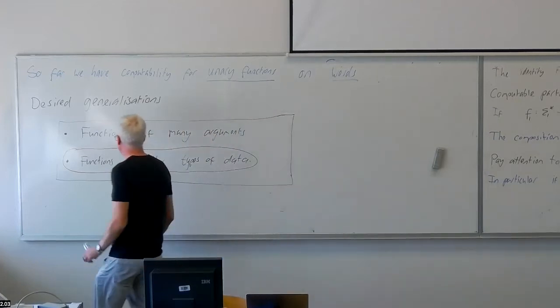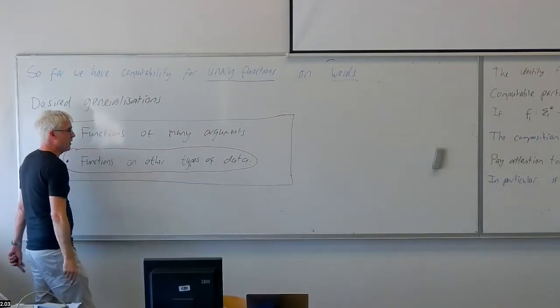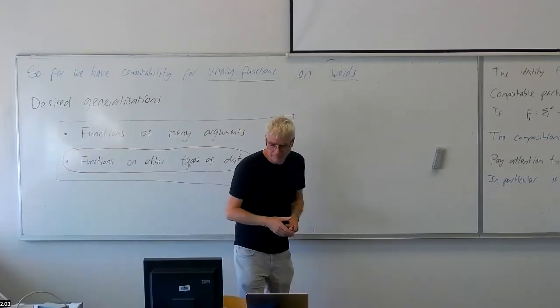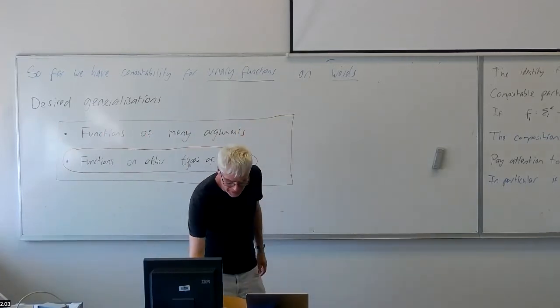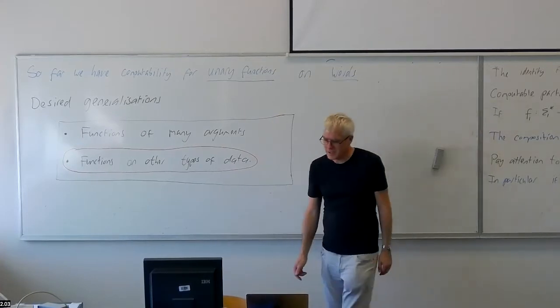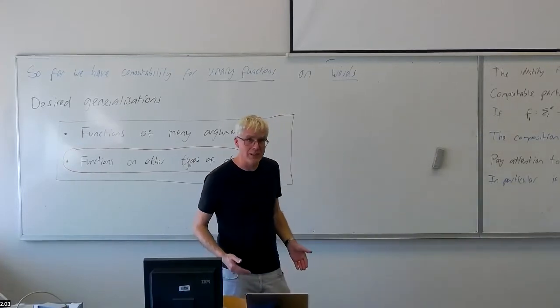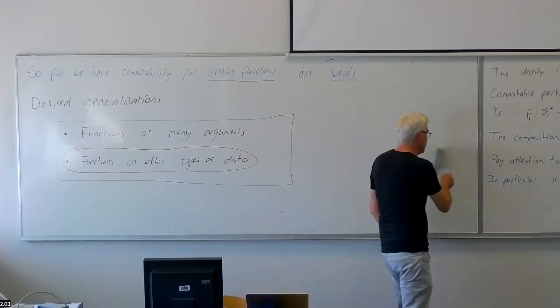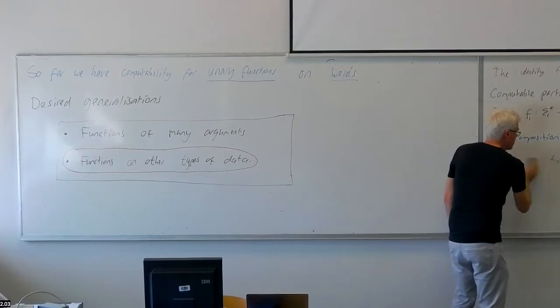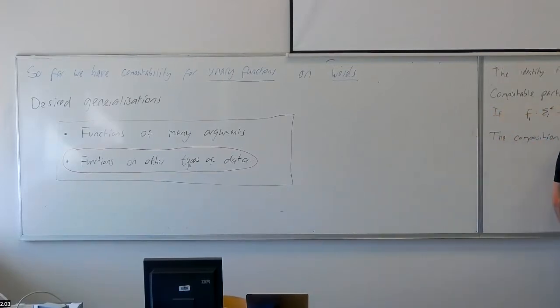So we're basically going to start by looking at functions on other types of data. And let's begin with a very natural and nonetheless simple example. It's an example which is often the starting point for courses on computability theory, and that's functions computing with natural numbers.